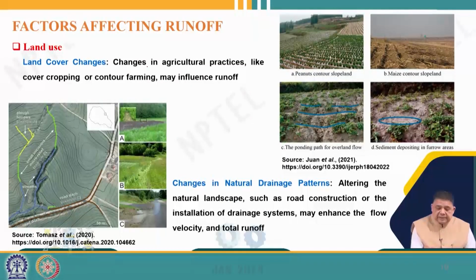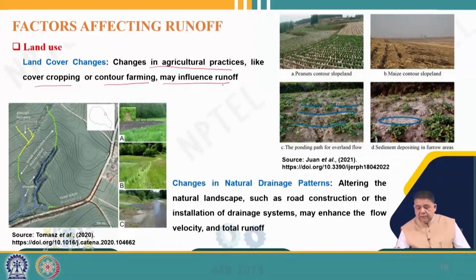Similarly, land cover changes, that is changes in agricultural practices like cover cropping or contour farming, may influence runoff. If there is cover cropping or contour farming, these are meant towards water conservation. So, more of the water will be conserved, and that means runoff will be lower.